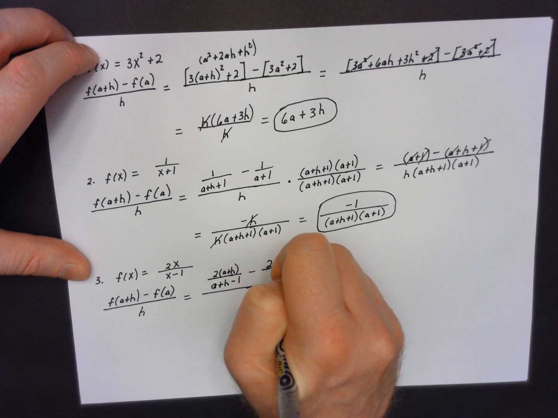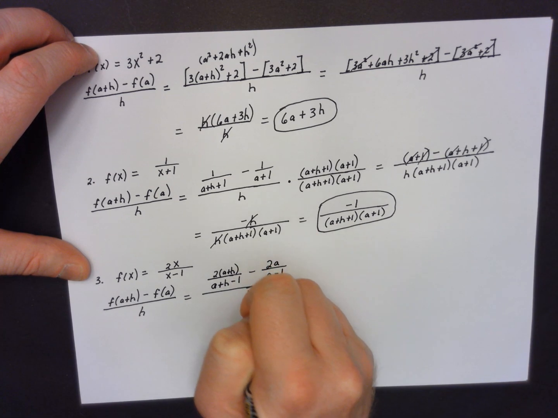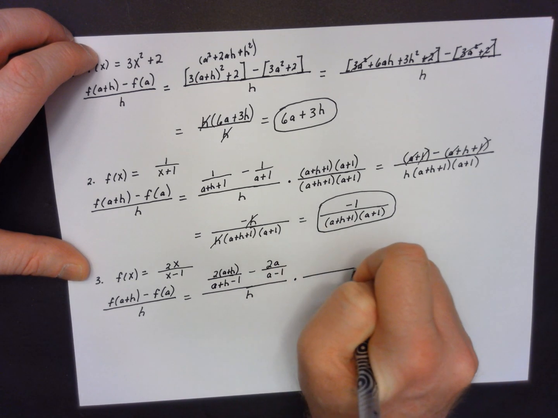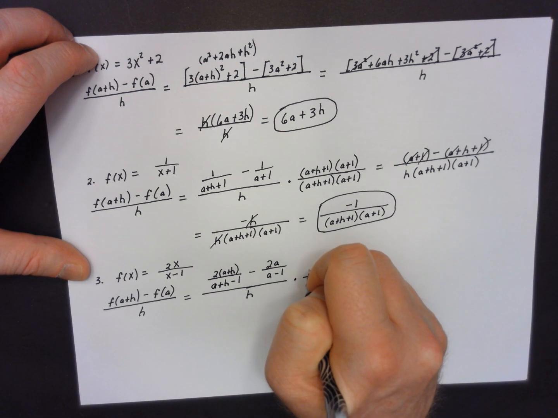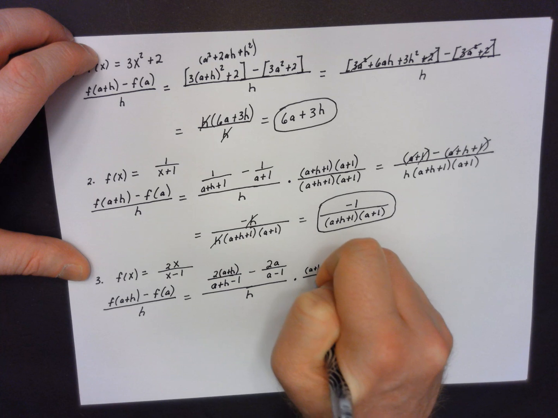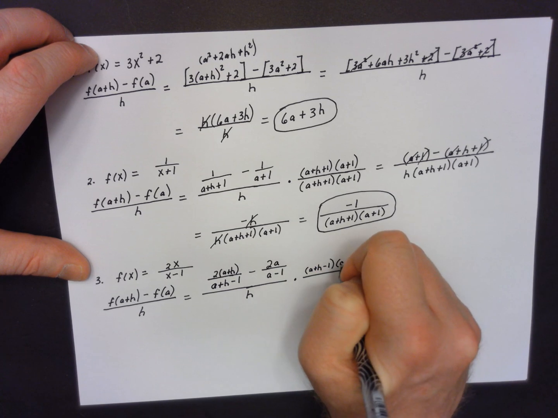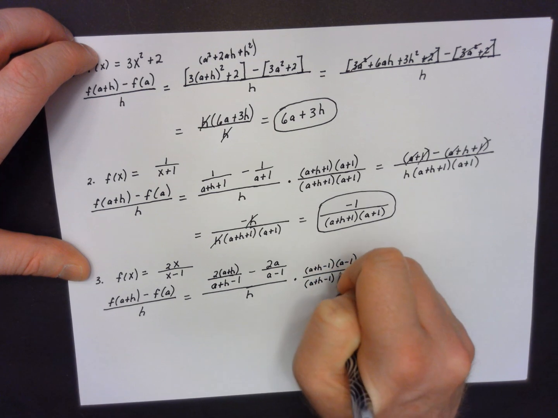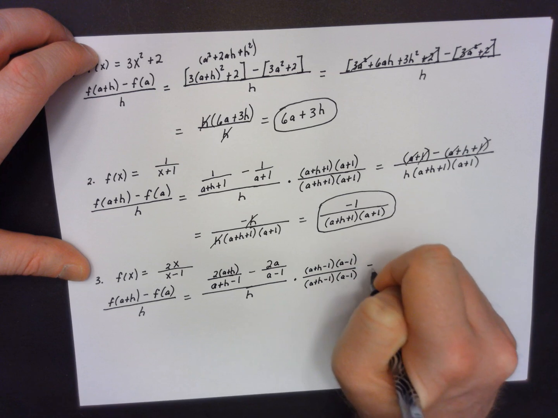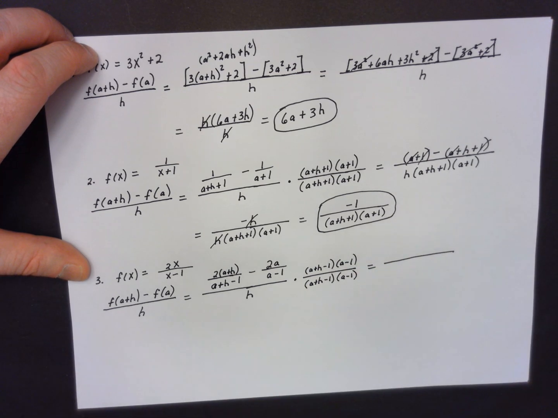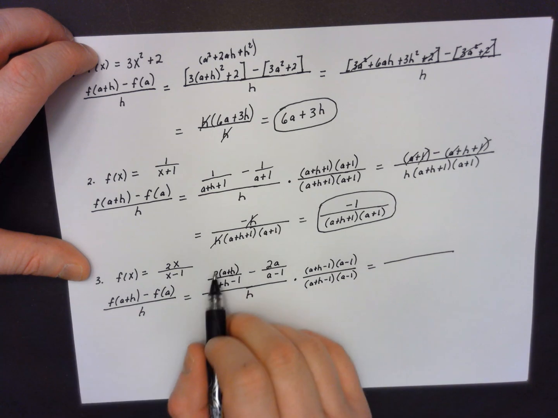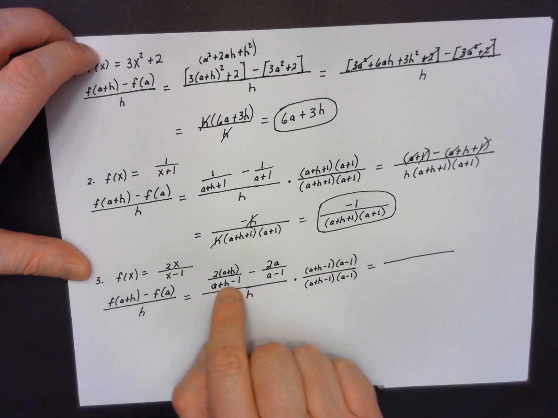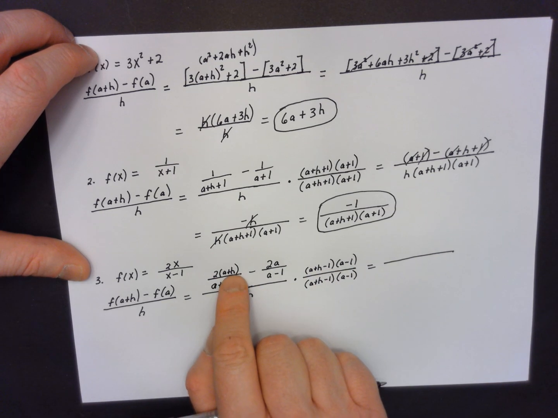All over h. In order to simplify this expression, I'll need to multiply in the numerator by a plus h minus 1 and by a minus 1. Of course, we have to multiply by those same two terms in the denominator. We're multiplying by an understood 1 there. And now, when I distribute this product into the numerator, when it goes into the first term, this a plus h minus 1 will cancel out this a plus h minus 1, but I'll be left with 2 times a plus h times the group a minus 1.